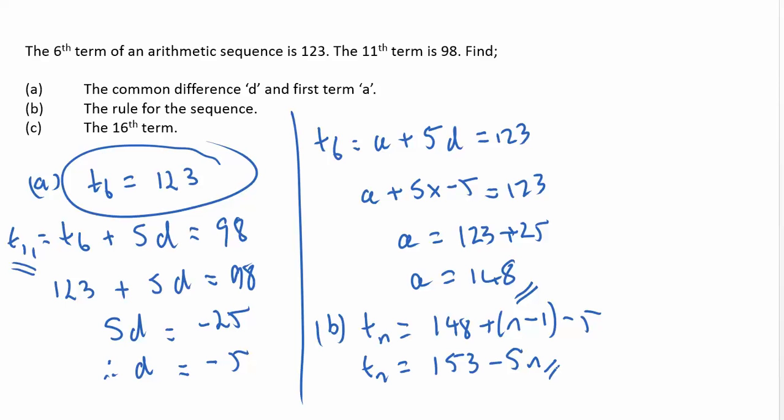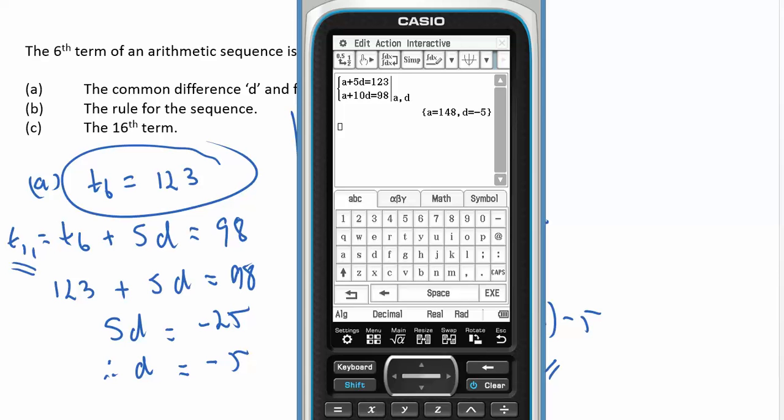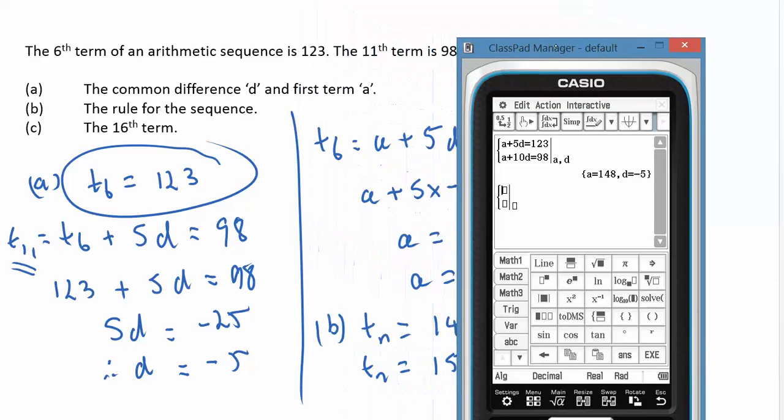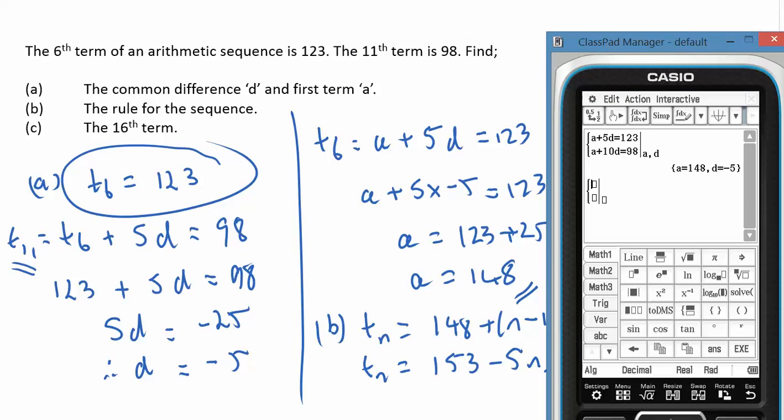Just very briefly on the calculator, I've made use of the alphabetical keys, and on the math side of things, I've entered, as I did before, the simultaneous equation icon: a plus 5d is 123, and then a plus 10d is equal to 98, then a comma d, pressed enter: 148 for a, and d is equal to minus 5. One minor word of caution: take care, make sure you read the instructions and show some algebraic workings as required.